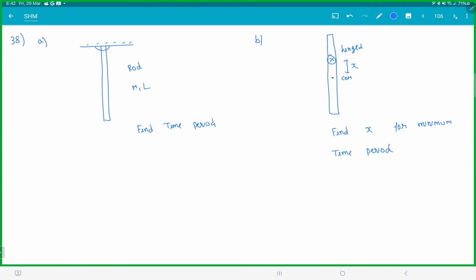First was easy. Time period is 2 pi root over I by mgd. I is ml square by 12. mgd, d is L by 2. So 2 pi root over L by 6g. Right, Lakshika, you got that right. Right, Swastika. That's wrong. What does L by 2 mean now? The topmost position. What are you finding exactly? What are you doing?